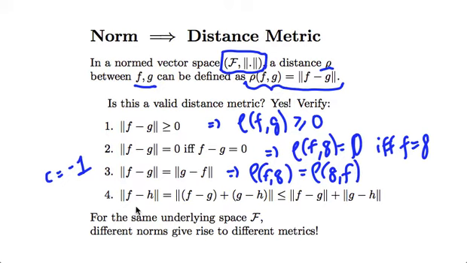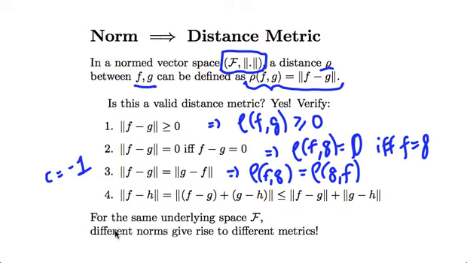And using subadditivity of norms, we can see that the norm of f minus h, you can write that as f minus g plus g minus h. And that is less than or equal to the norm of f minus g plus the norm of g minus h. And this is exactly the triangle inequality for the metric.